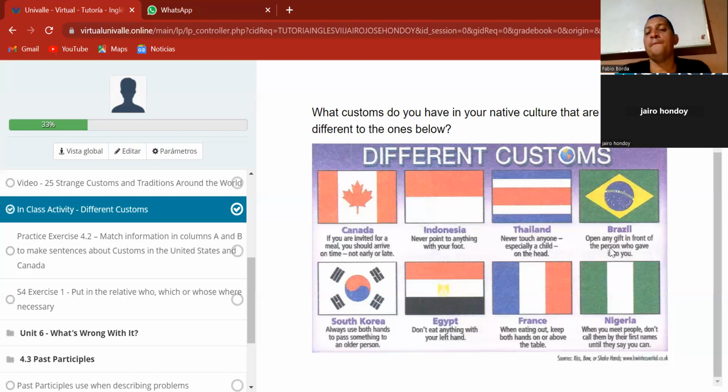In Brazil, open any gift in front of the person who gave it to you. This is something normal, sometimes, because you need to show affection for something that you receive from other people in Brazil, obviously.